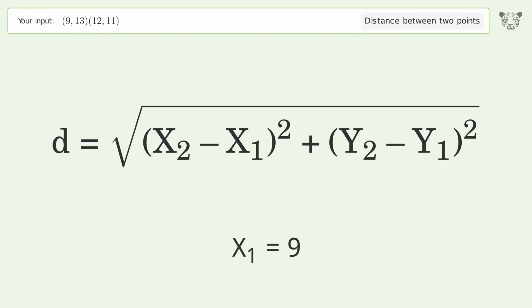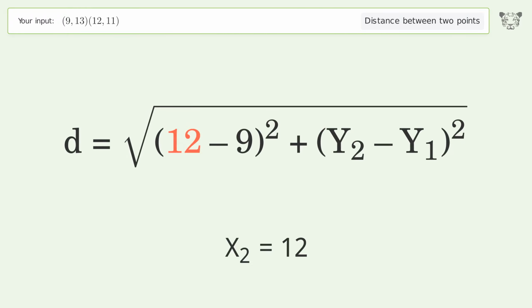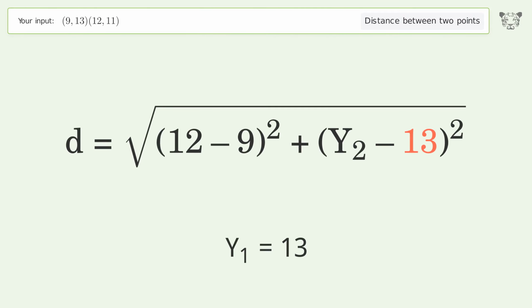x1 equals 9. x2 equals 12. y1 equals 13. y2 equals 11.